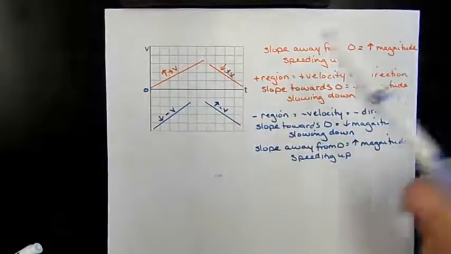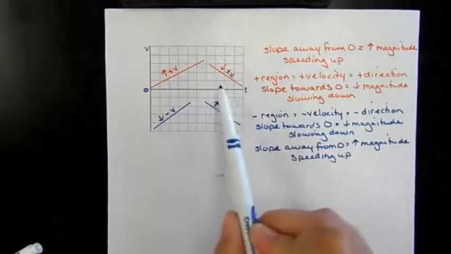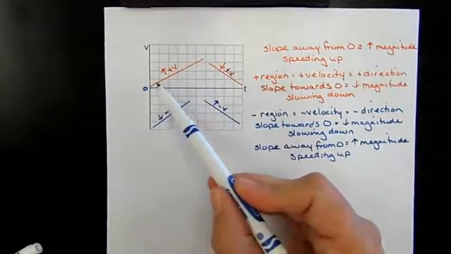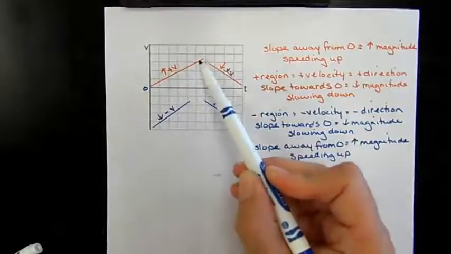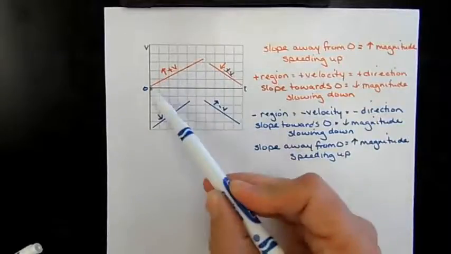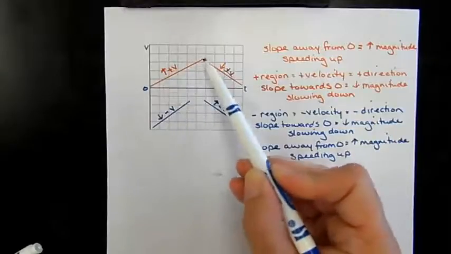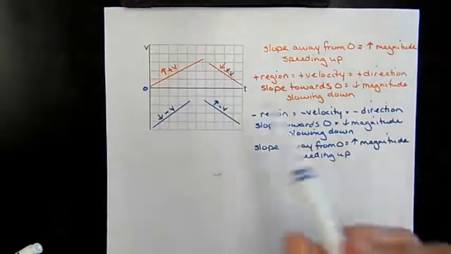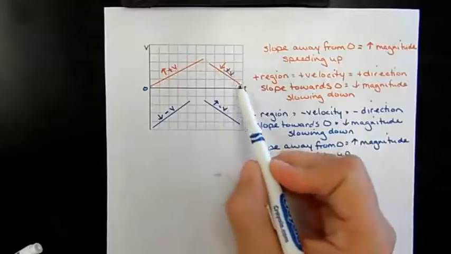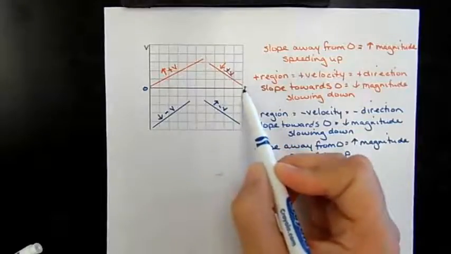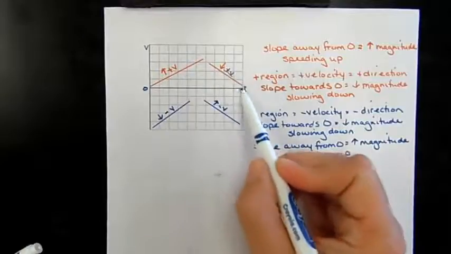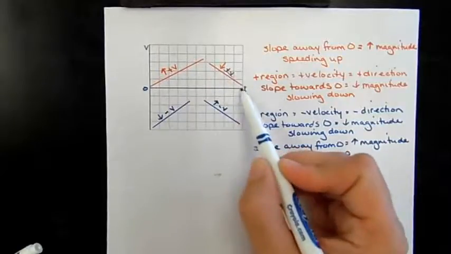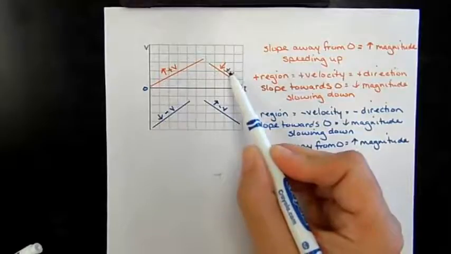All right, so in this positive region, we have the slope away from 0. Our slope is getting bigger in magnitude. Our velocity is increasing in magnitude. We're speeding up in the positive direction. In this case, we are slowing down. Our magnitude is getting smaller in the positive direction. So we have a decreasing speed, decreasing velocity in the positive direction.